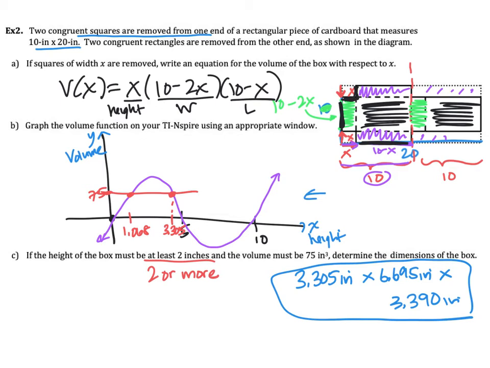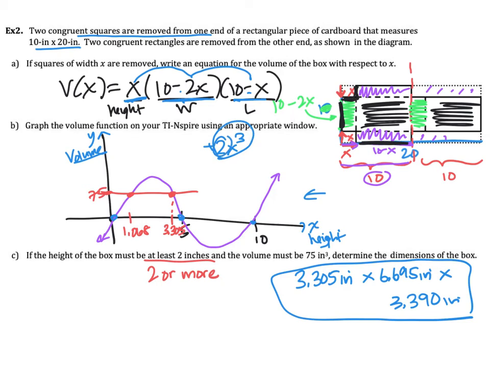So remember, the x-axis is representing your height. The volume is your y-axis. We had zeros of 0, 5, and 10, so I put my 0, my 5, and my 10 on there. Of course, x times negative 2x times negative x has a positive 2x cubed, because negative times negative is positive. So I have a leading coefficient of 2.